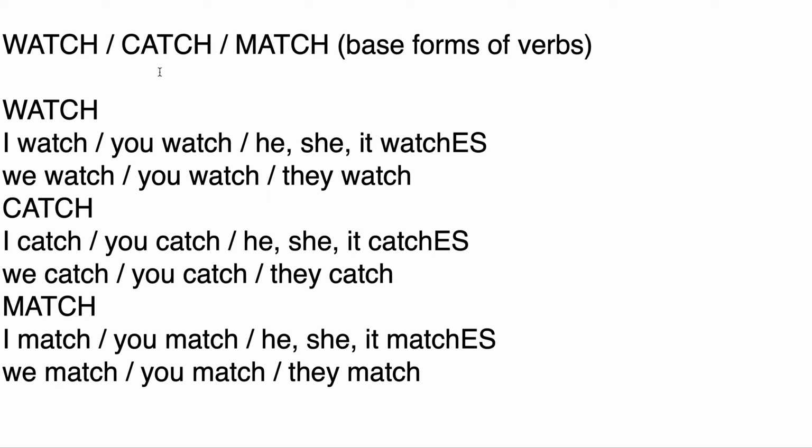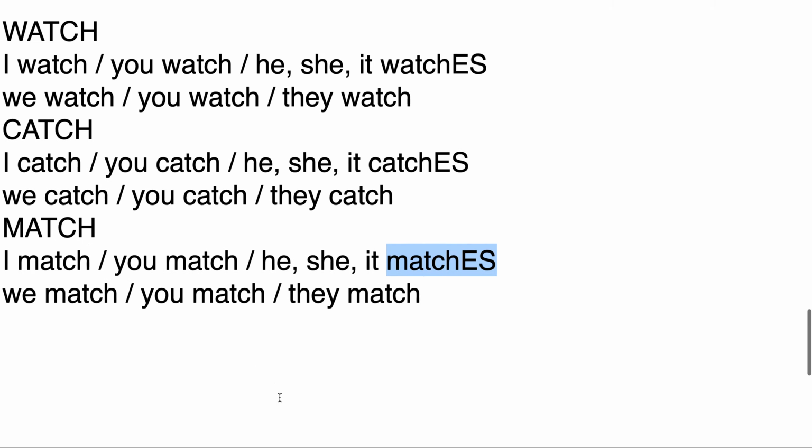Now, as a general rule, what can we say here? That when a verb ends in CH, like watch, catch, and match, then the third person adds an ES. All right? Now, let's go on, because we have a couple more here to go over.